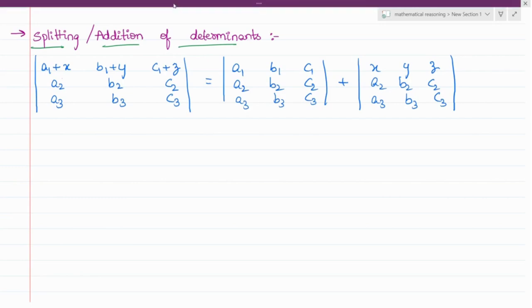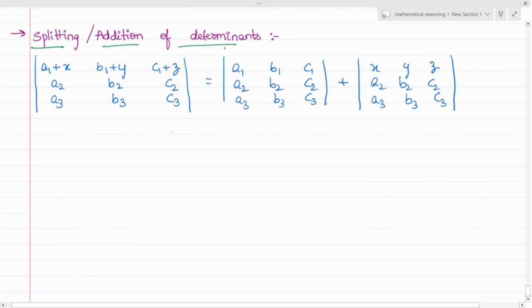So how to prove this? Let us calculate the individual determinants on the RHS. If you calculate the determinant, you will write it as A1, considering the cofactors, so it becomes C11, plus B1 C12, plus C1 C13. These are the cofactors of the particular elements. This is how the determinant comes out.